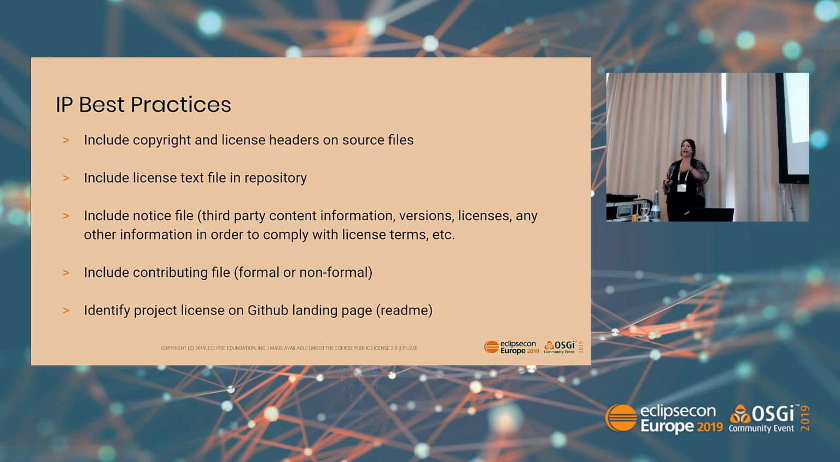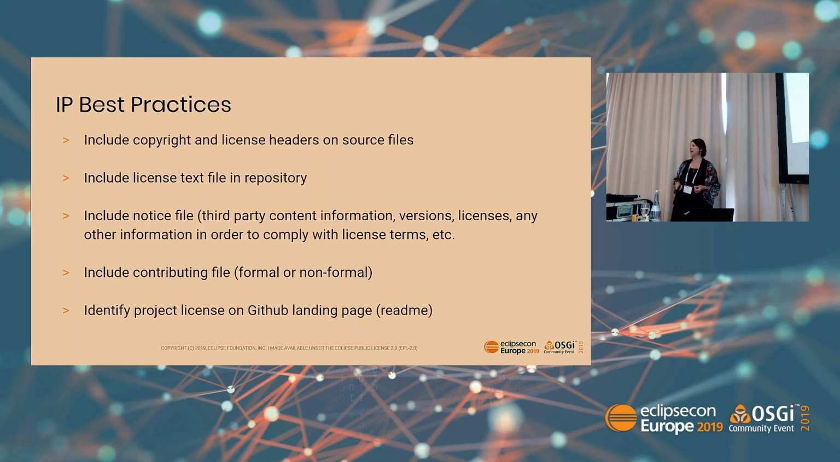If you're at Eclipse, you have to do this. If you're not at Eclipse and you're running a GitHub project, please do think about some of these best practices. Use headers in your source code, and I know you don't want to, but please use copyright and license headers. Make sure you include a license text file in your repository. Please give people a fighting chance to know what license applies to your content. Include a notice file if you are using third-party content, with the versions, the licenses, and any other information necessary to comply with the license terms.